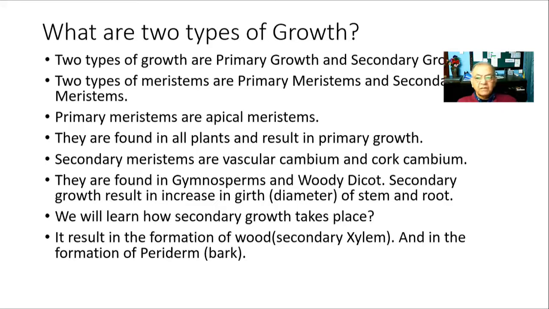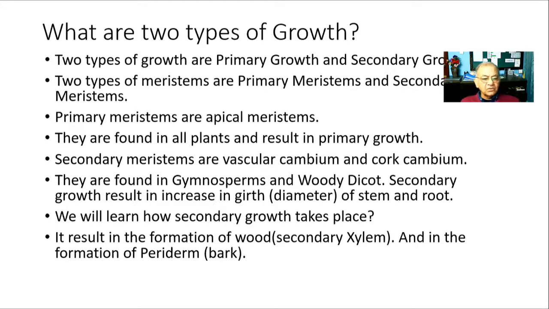Primary meristems are the apical meristems, which are located at the tip of root and at the tip of shoot. You are familiar with these apical meristems. You have already studied them. They cause primary growth, and they are found in all plants. Primary growth results in increase in length.